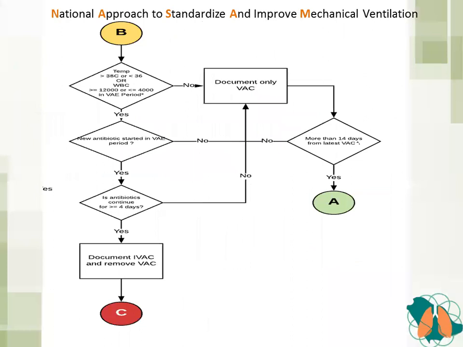VAC is already documented. You will look for temperature more than 38 or less than 36, or WBC more than or equal to 12,000, or less than or equal to 4,000, in the VAE period, which is the 5 days we mentioned before. So if you have a WBC and temperature abnormality, yes, you will go for the new antibiotic.